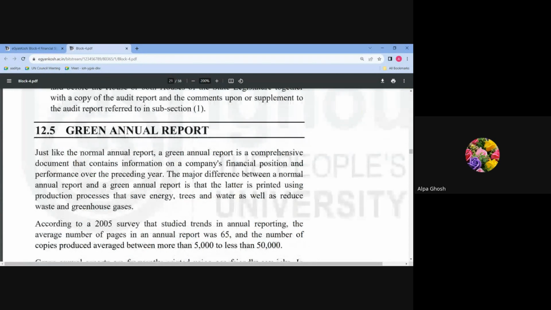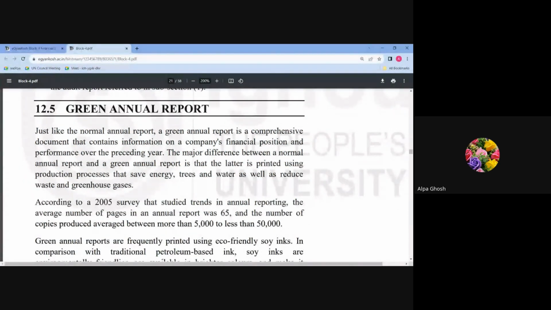So each type of company has to prepare its financial statements according to the procedure which is laid down in the Companies Act. Now the next part is your green annual report. I told you previously it was very important to have the annual report published in 100, 200 pages. But now, with the concept of sustainability, sustainable development, environmental sustainability, we do insist on a green annual report.